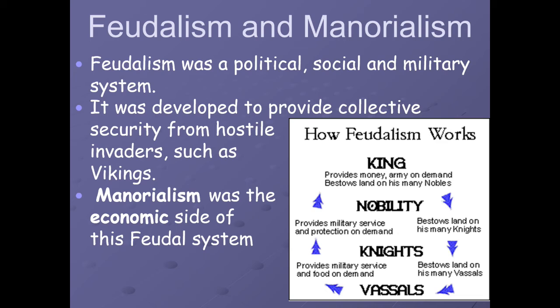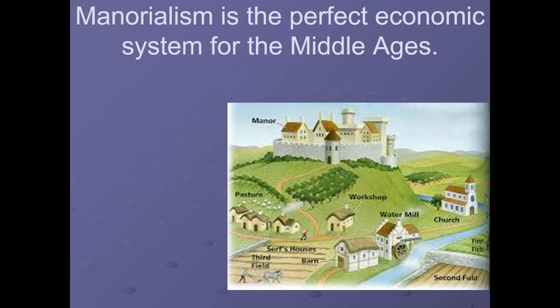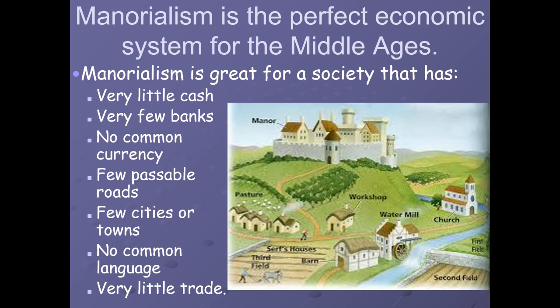Feudalism was a political, social, and military system. It was developed to provide collective security from hostile invaders such as Vikings. Manorialism was the economic side of this feudal system. So manorialism was the perfect economic system for the Middle Ages.